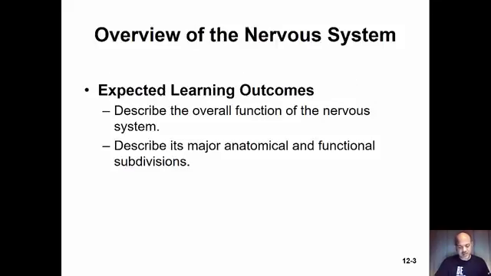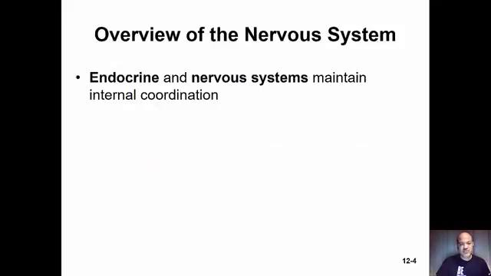So looking at section 12.1, a learning outcome should be to describe the overall function of the nervous system and then describe its major anatomical and functional divisions.